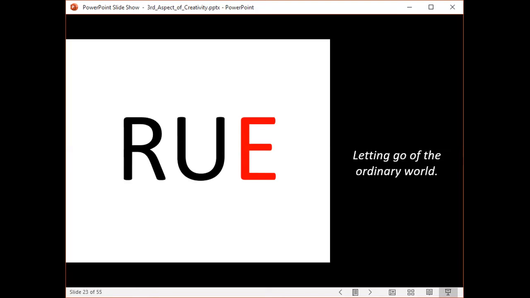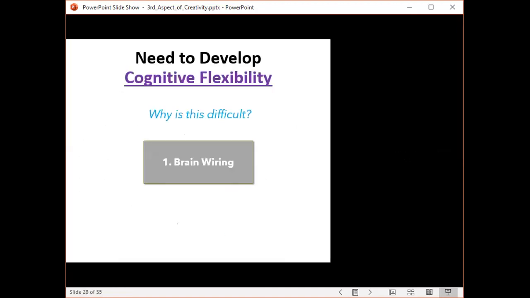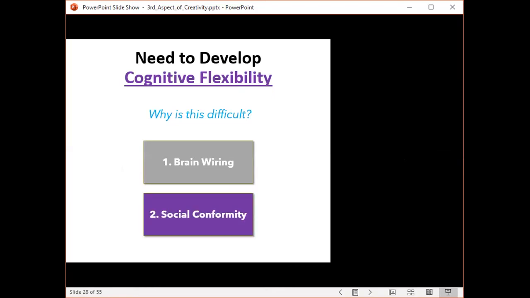Because once you have that picture of the ordinary world, then you can just question and challenge each of those assumptions and see what else you could perceive as a way of attaining your goal, of finishing your project. You can challenge all these things about your ordinary world in order to see this differently. So that's one way to deal with cognitive flexibility. Just practice letting go of the ordinary world. The second reason why it's difficult to let this go is social conformity.